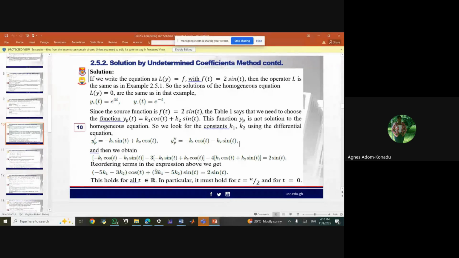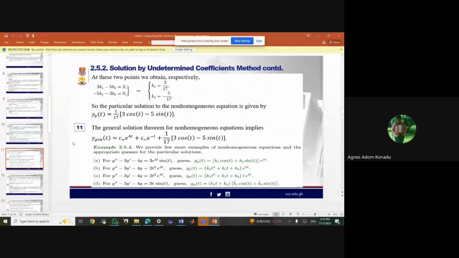and then my sine 0 will go to 0. This will also go to 0. So I'm going to get one of the solutions to be minus 5k1 minus 3k2 equal to 0. Now when t equal to pi on 2, which is 90, this side will go to 0, and this side will not go to 0. So I'm going to get two solutions, this equal to 2 and equal to 0. And it will help me to solve for K1 and then K2.